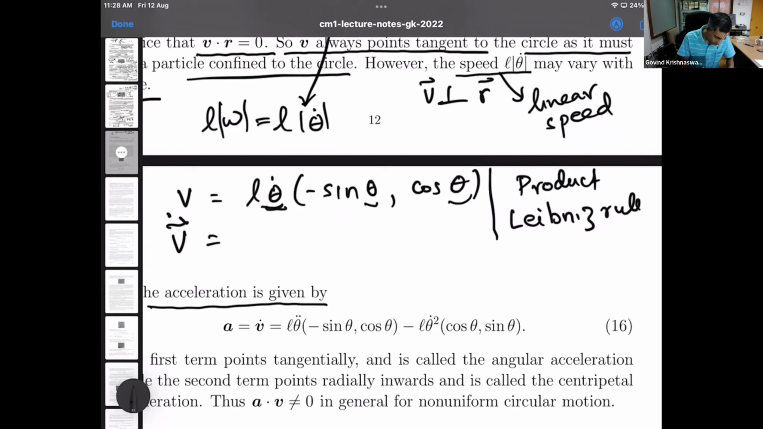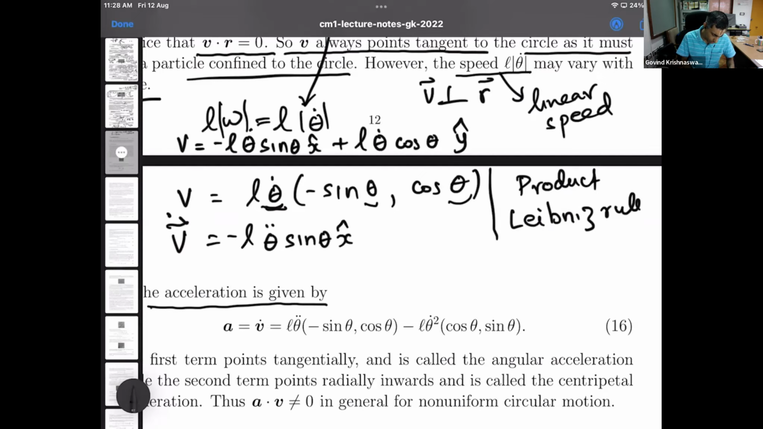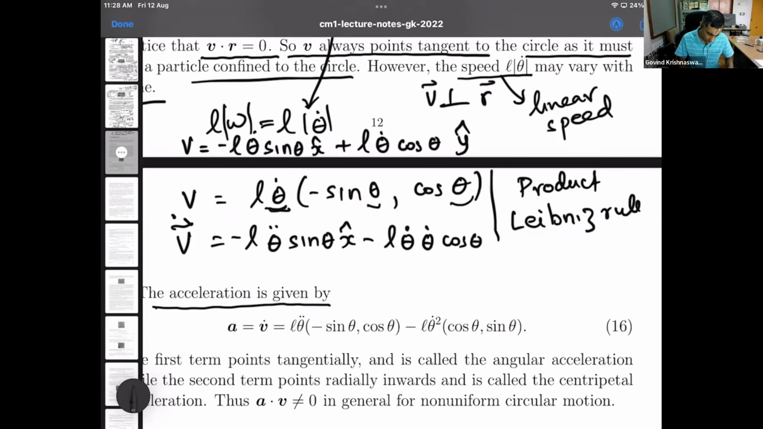Maybe I should have written it in vector notation. So V is L theta dot times minus sine theta x hat, plus L theta dot cosine theta y hat. If I differentiate V, let me collect all the terms. Minus L theta double dot sine theta x hat, that's the first. Then we get minus L theta dot times another theta dot, as I'm differentiating the sine theta, so I'll get a cosine theta x hat. Is that okay?